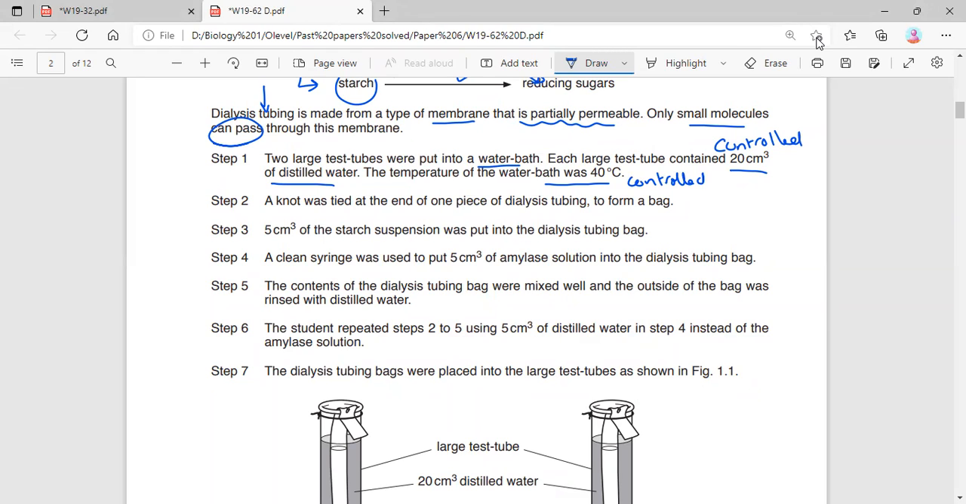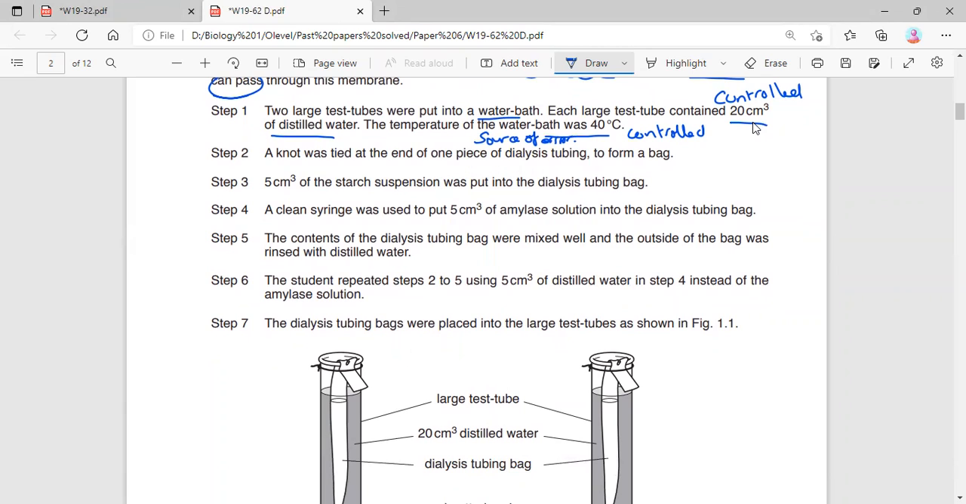Okay, what about the water bath? What do we have to say about the water bath? Is this accurate? So the water bath here is a source of error. It's a source of error because the temperature is not maintained. If you leave it on the table, this 40 degrees will decrease. So I can put a line and I write source of error.